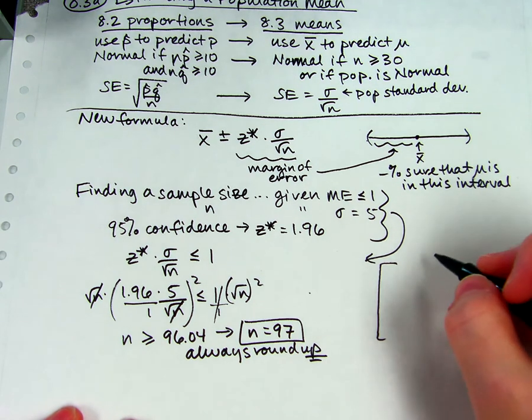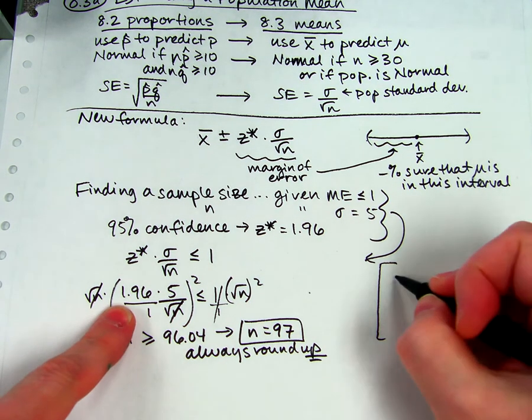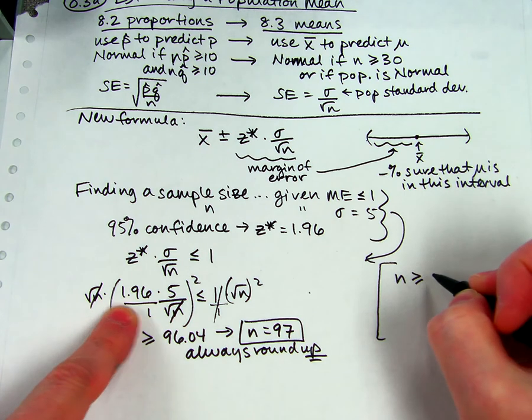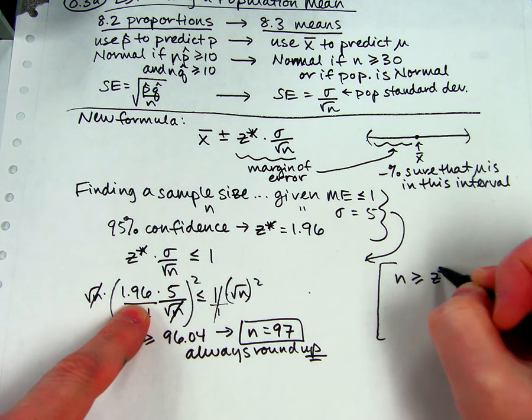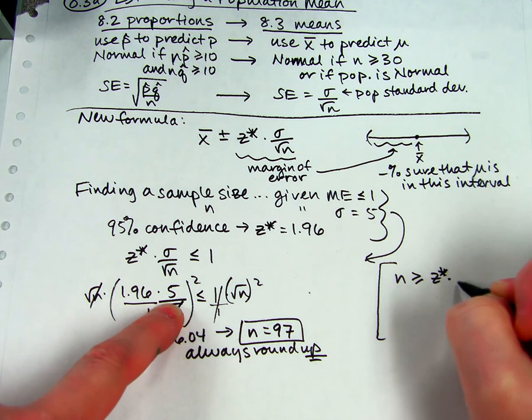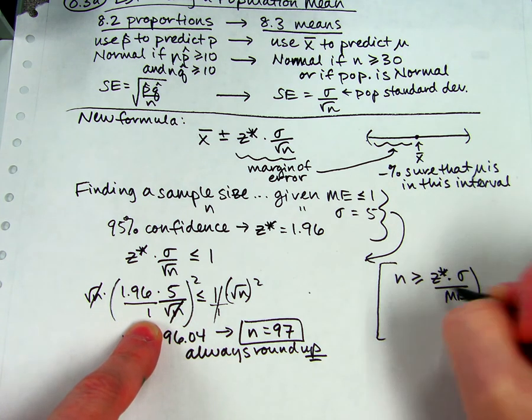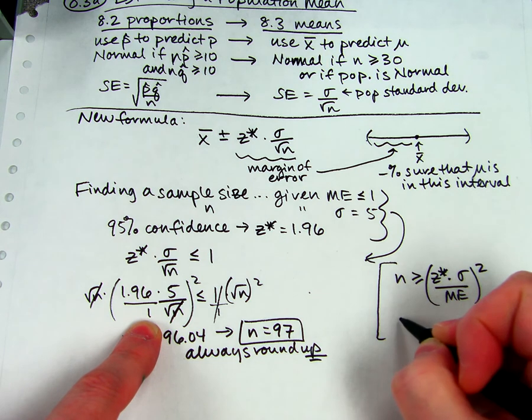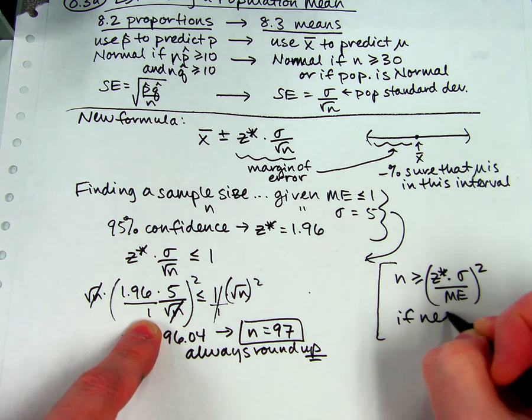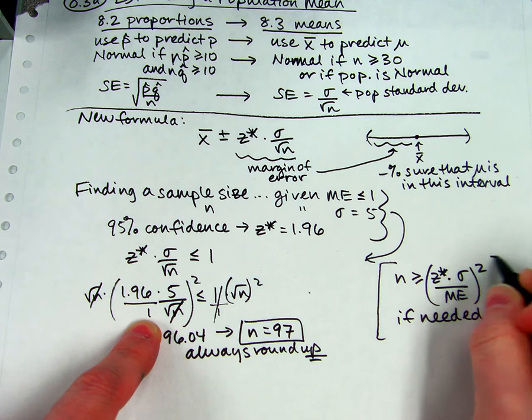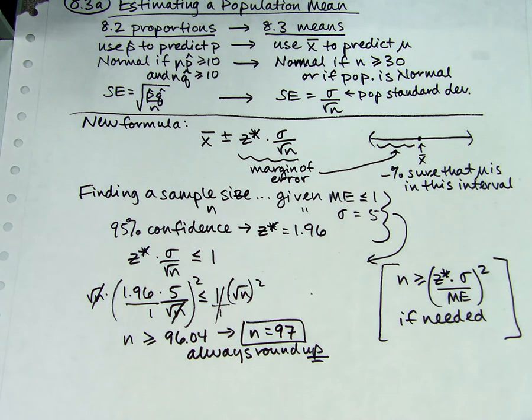So here's a little bit of a sidetrack. Where'd this n come from? n has to be greater than or equal to the z star times the 5, which was the sigma. This 1 is the margin of error, and you just square that whole thing. So if you would like a new formula, there it is. Or if you're comfortable doing the algebra every time, that's also fine. That's the formula that you would use to find a sample size given a margin of error and a sigma value. All right, so that's kind of like what we ended 8.2 with.